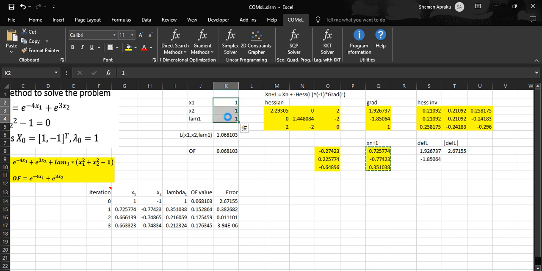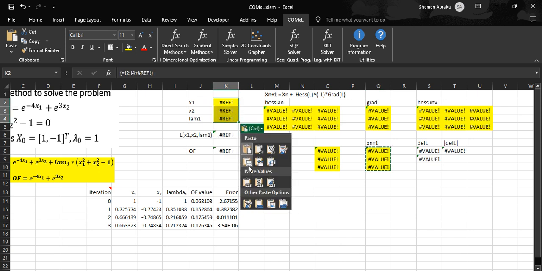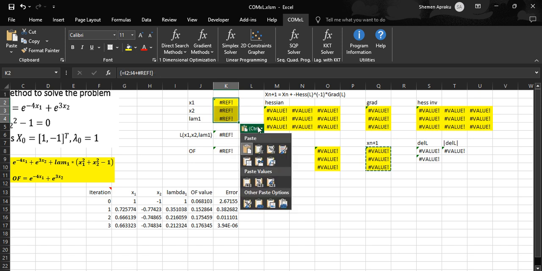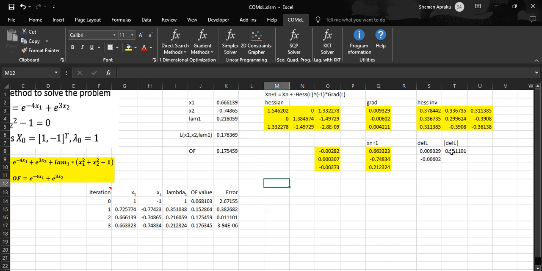So if I want to calculate the value of xn plus 1 on the next iteration, I copy this and I put this in place of where the initial points are. So I copy this and I place it here. So now I want to copy only the values. So I change it to paste values. So we have our next xn plus 1 value to be 0.6666139, that is over here, and minus 0.74865 for x2, and 0.216059 for lambda 1. And our stopping point here on the error is 0.38268.